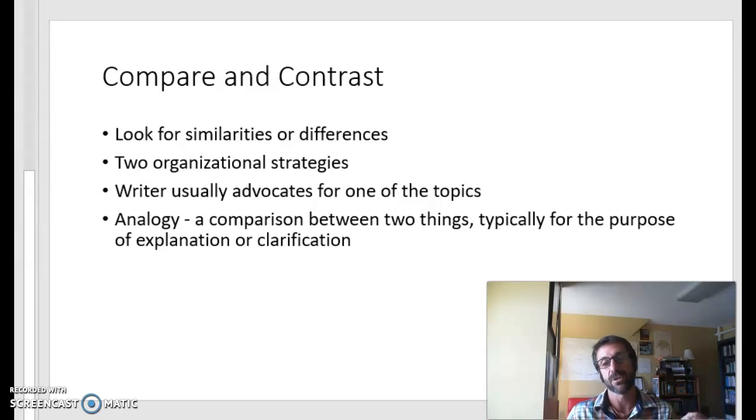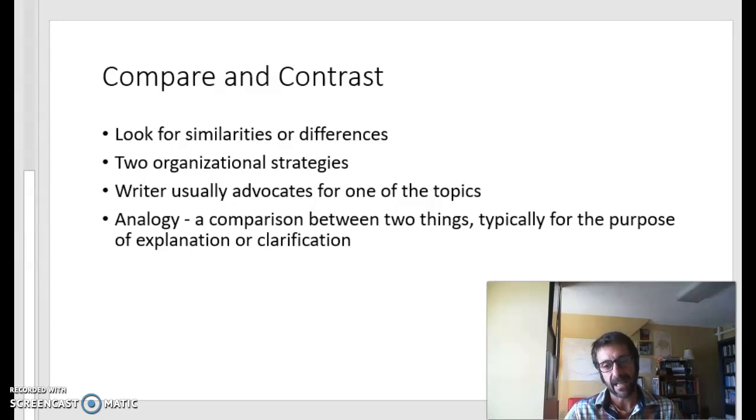Comparing and contrasting is looking for similarities or differences. With comparing, you're looking for similarities. Contrasting, you're looking for differences. There are two general ways to organize this information. I'll get to that in a minute. Usually, not always, but usually, the writer will be advocating for one of the things that they're comparing. Apples are this, oranges are this, but I really love apples.